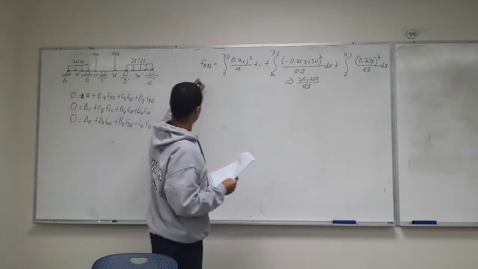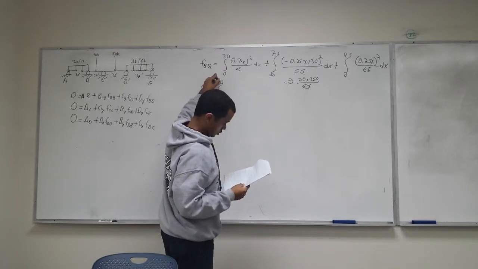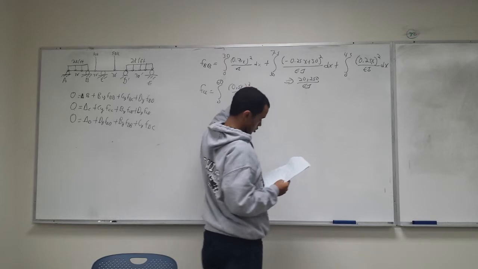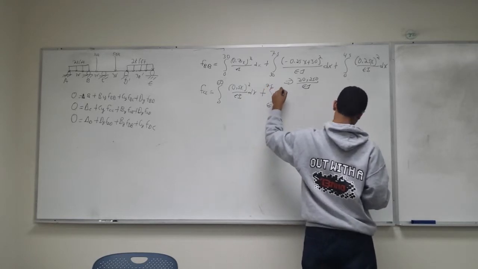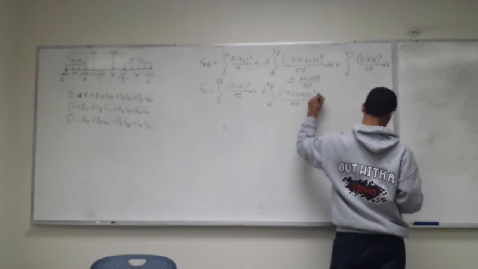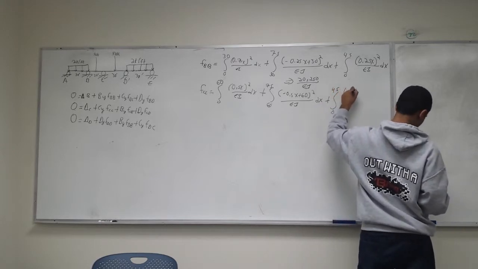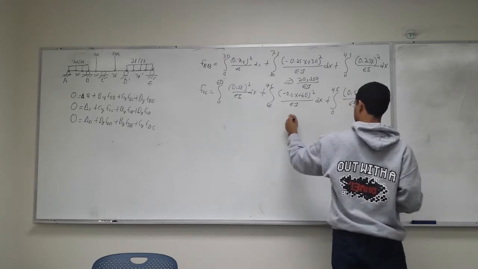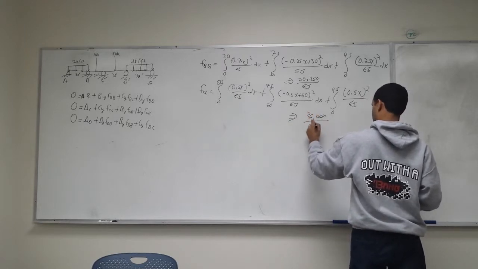Now we have FCC equal to integral 0 to 60, 0.5x squared over EI times dx, plus integral 60 to 75, parentheses negative 0.5x plus 60, squared over EI times dx, plus integral 0 to 45, 0.5x squared over EI times dx, and that gives us an FCC of 36,000 over EI.